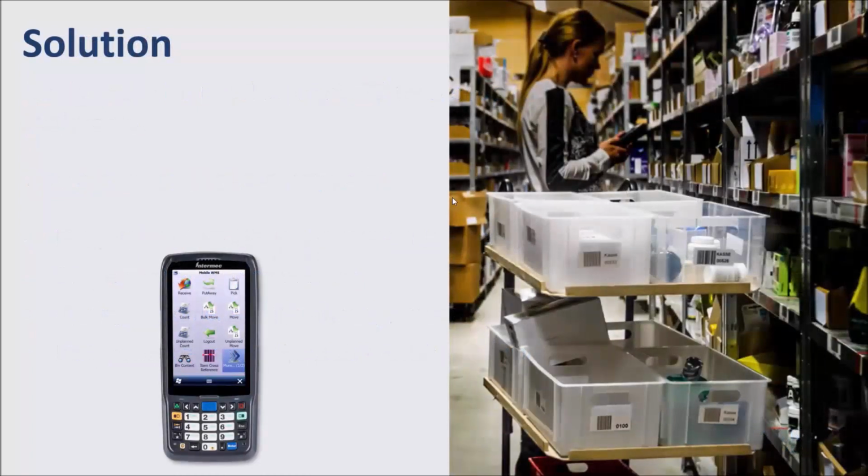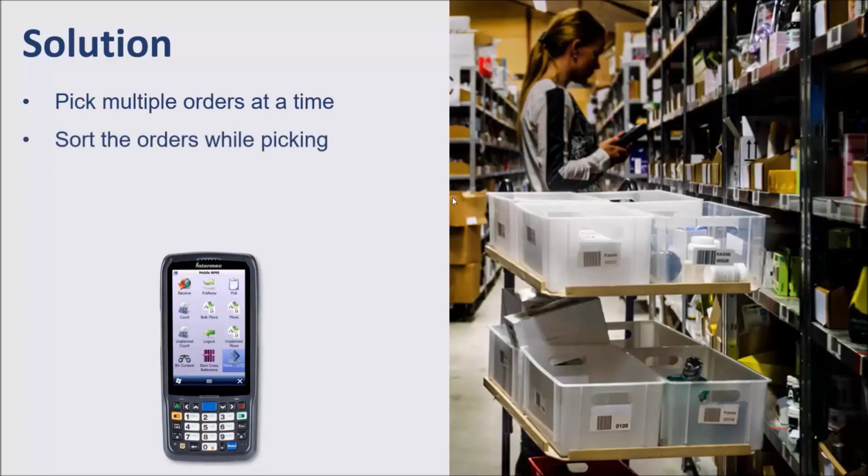The solution to this problem is to pick multiple sales orders at a time, so multiple sales orders for multiple customers. In the warehouse, the pickers will use a picking wagon where they can put a tote or a box for each customer on this wagon, and each box will have a unique barcode that you can scan as part of the picking process.